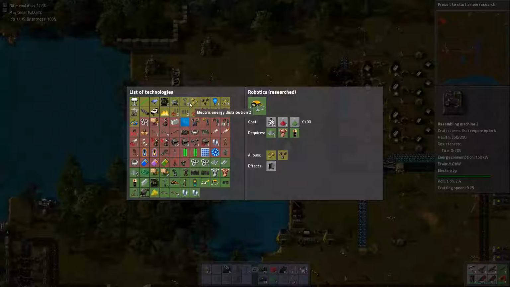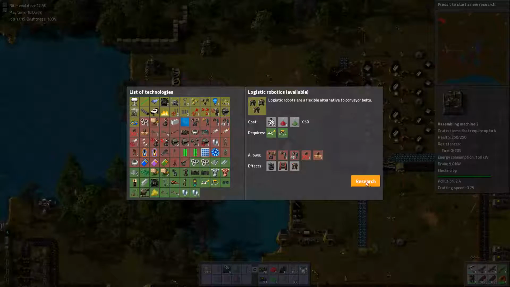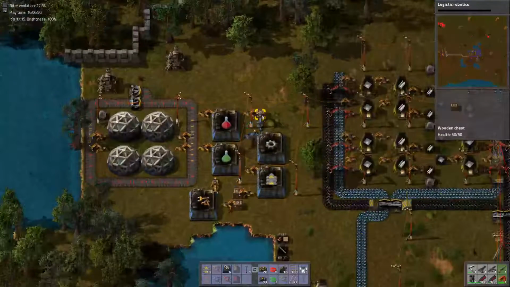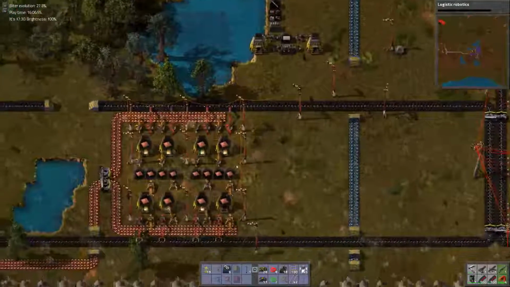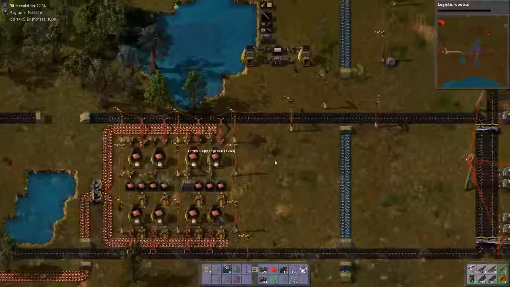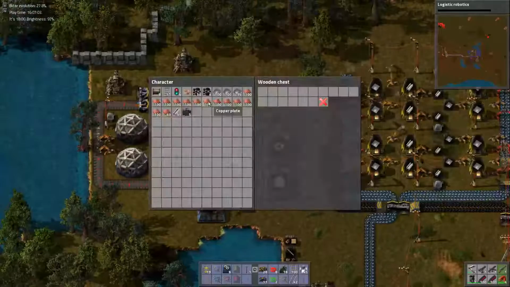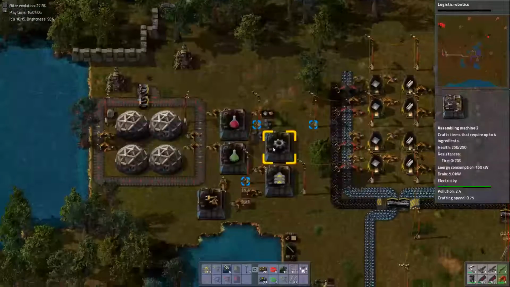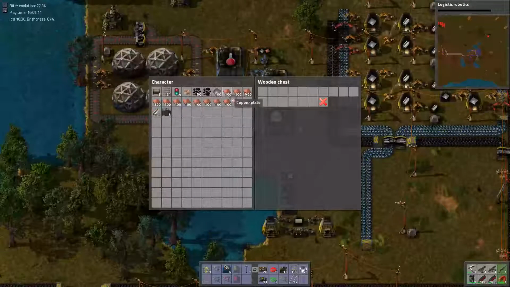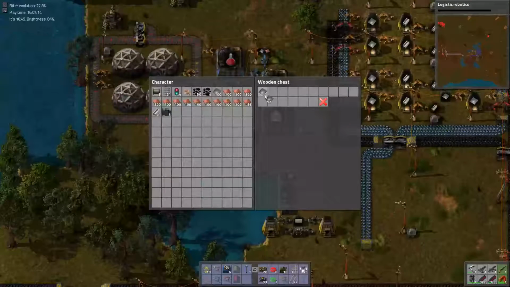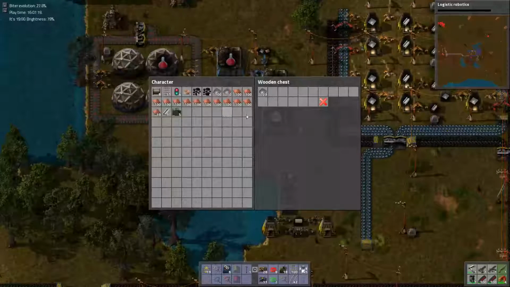Nice. Robotics is done. Construction robots? Heck no. We need logistics robots. 50 and 50. Okay. Give me all that. That's too much, but I don't care. 50 and 50. There's 50 and 50 of those. So that means we need 25 of these guys, so that's going to take us down to 70.